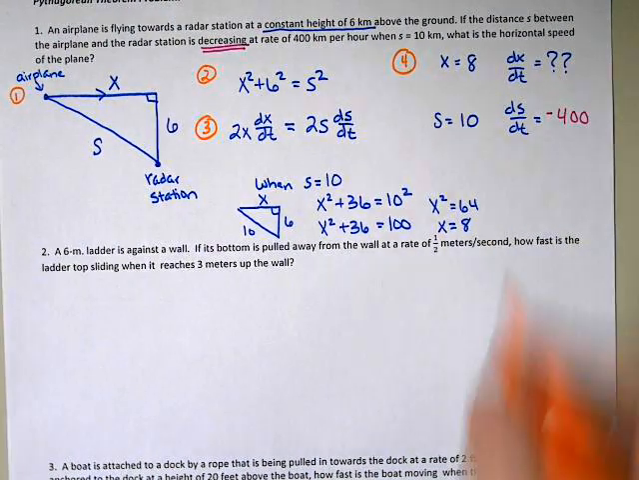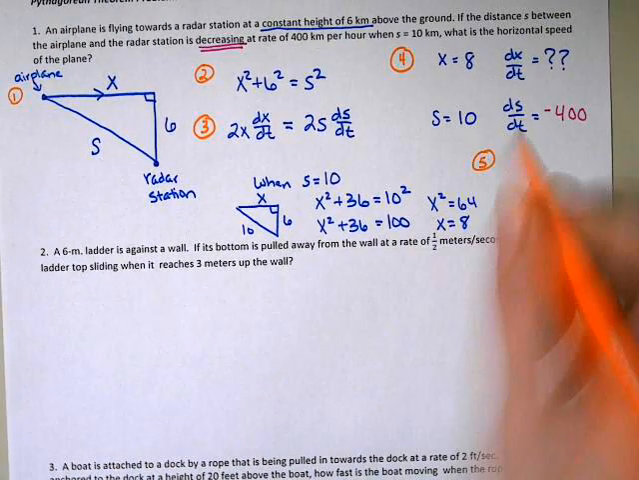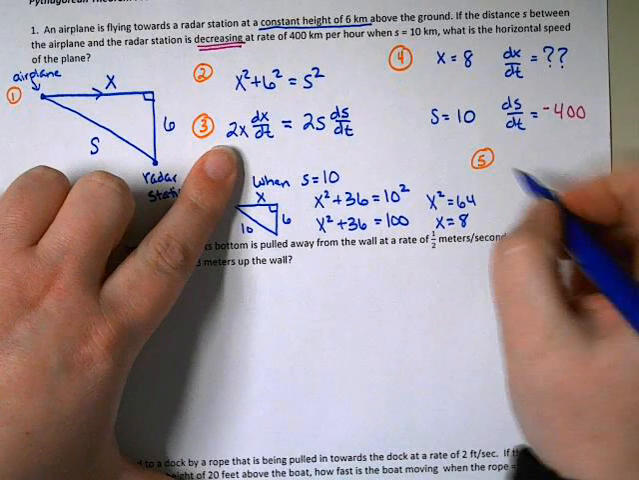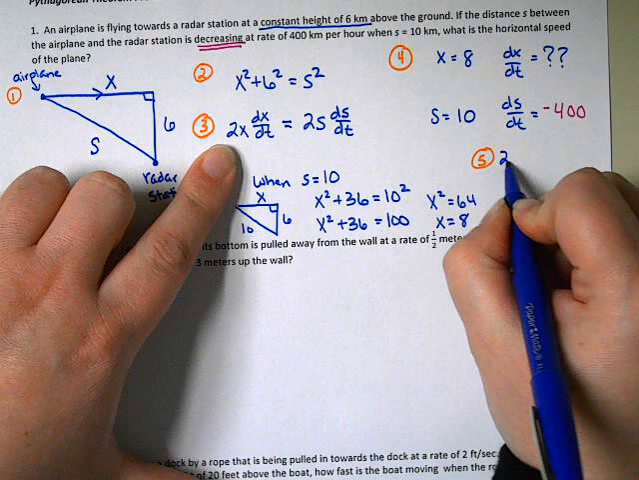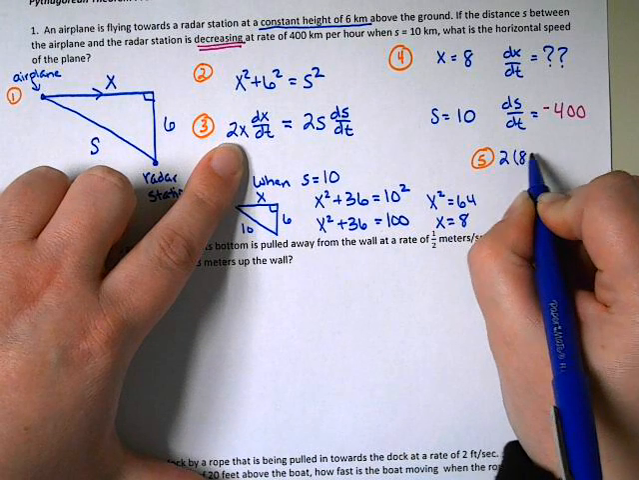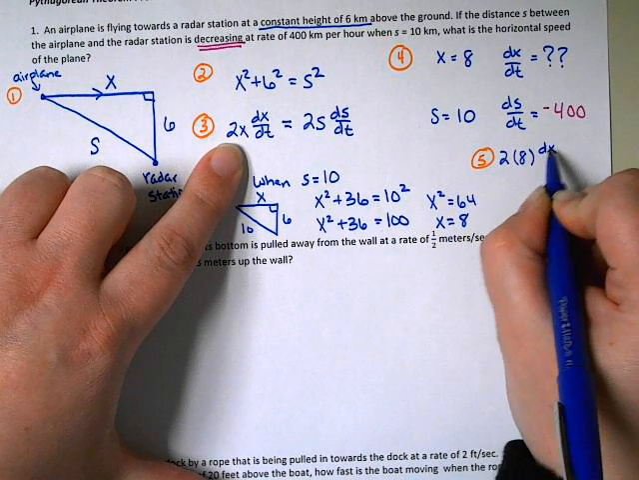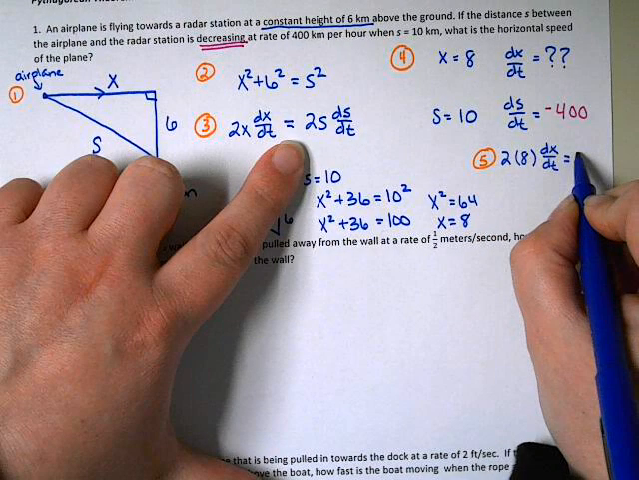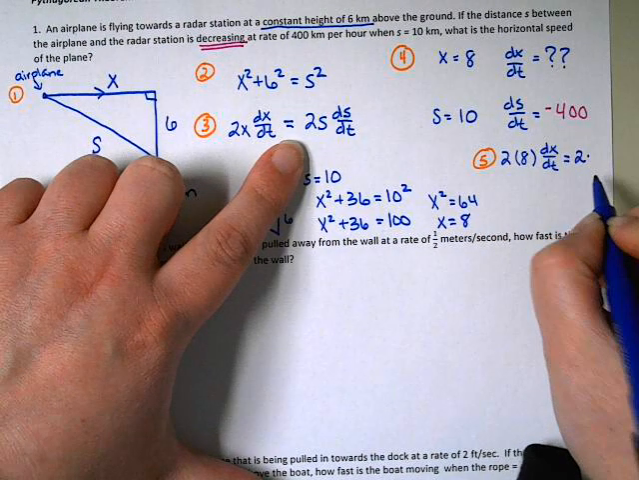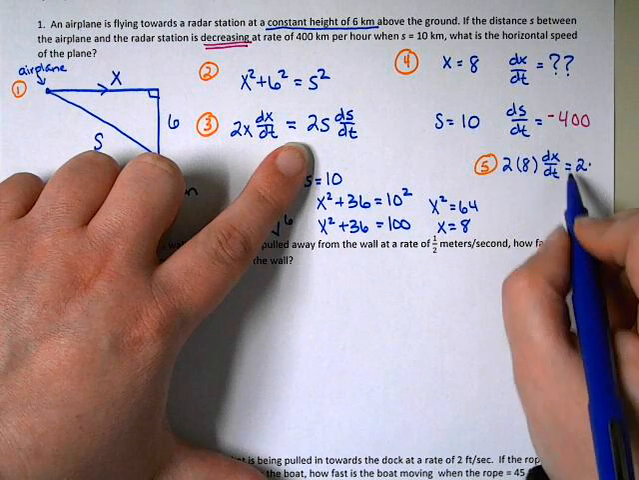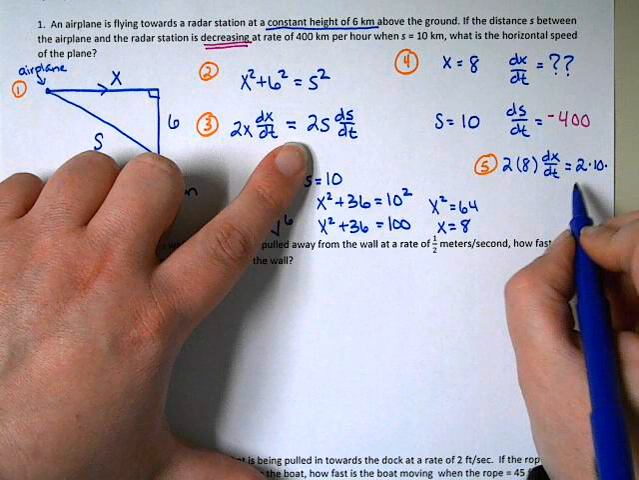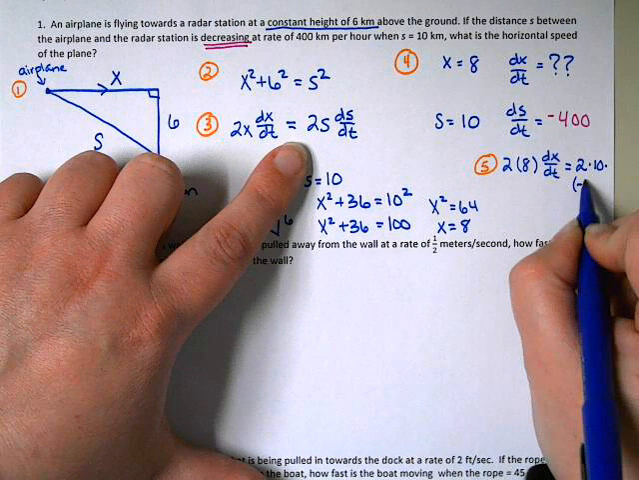So step 5 then is to actually solve for what we're looking for. So if we go back to this, we know 2x is 8, dx/dt is what we're looking for. And then we've got 2 times, I'm sorry, I ran out of space here, I write too big. S is 10, and then ds/dt is negative 400.